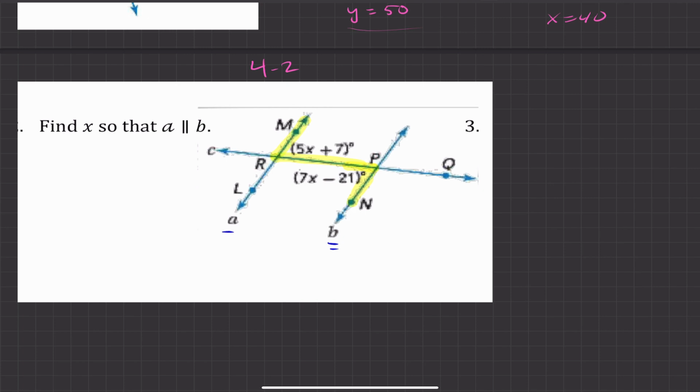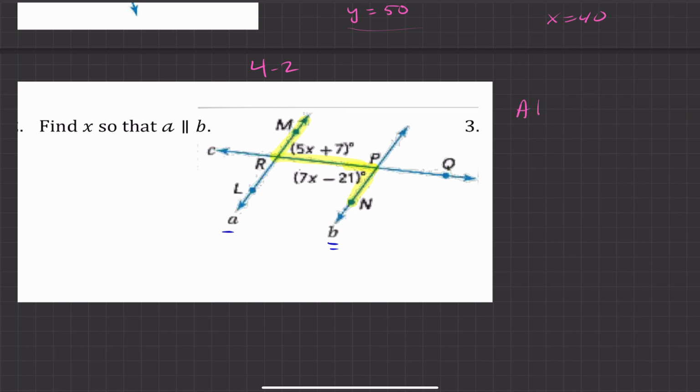But really, this is so simple. It says find x so that A is parallel to B. That's your goal. If these angles are congruent and they are alternate interior angles, then these lines are parallel. And I say that these are alternate interior angles because these are the only expressions that we're working with. And this angle and this angle here are alternate. They're opposite to each other, and they're in the interior. So they're alternate interior angles.